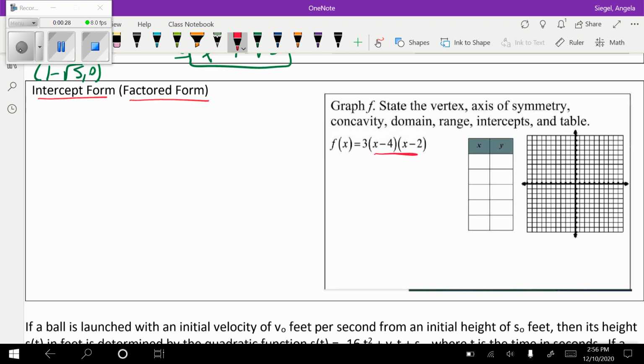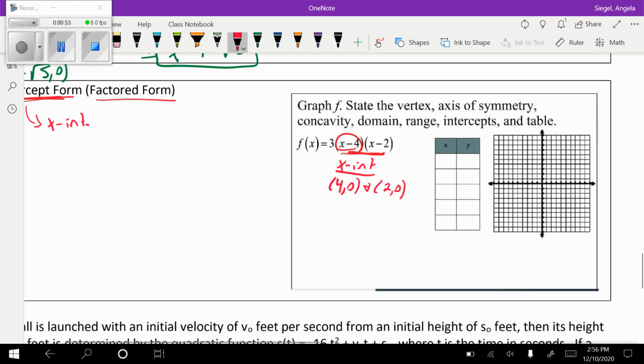And the reason it's called factored form is because it's usually always factored. The reason it's called intercept form is because that's the easiest thing to find. It will find the x-intercept. So I automatically know that my x-intercepts are 4, 0, because of this, and then 2, 0.